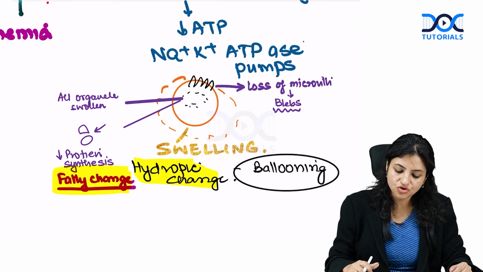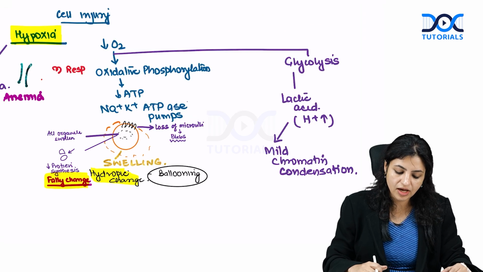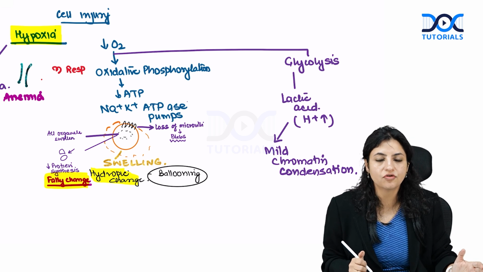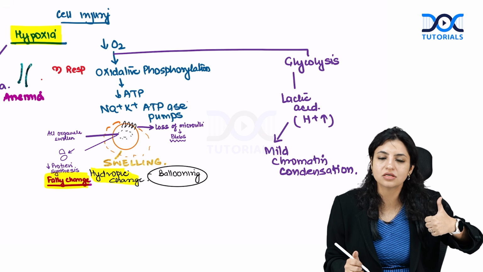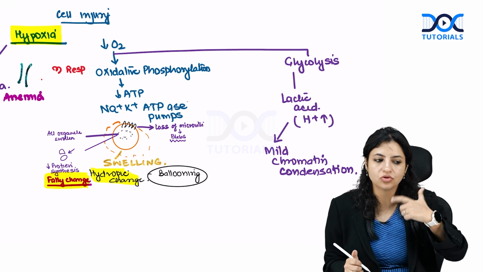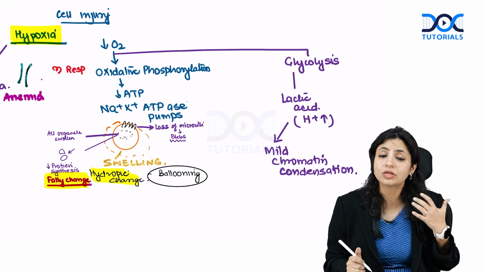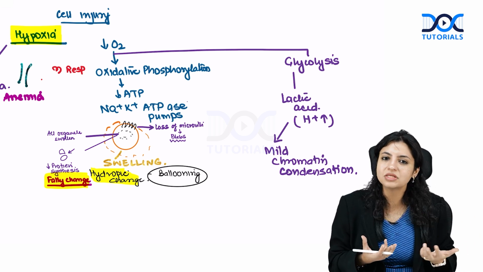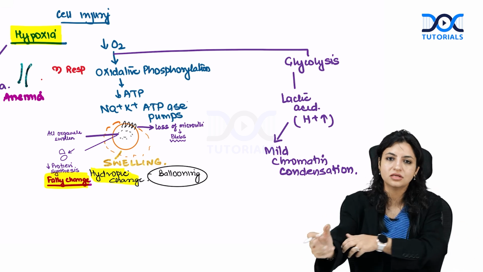So if we have to make a gist, what have we studied? Whenever we have cell injury, the first thing that happens is decreased oxidative phosphorylation, the pumps stop, so water starts coming into cells and swelling occurs. The swelling is called hydropic change. There's loss of microvilli, bleb formation, and all the organelles are also swollen. The ribosomal units get separated, so protein synthesis stops and compensatory fatty change is started. Apart from that, there's mild chromatin condensation.